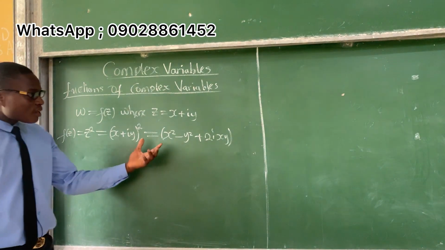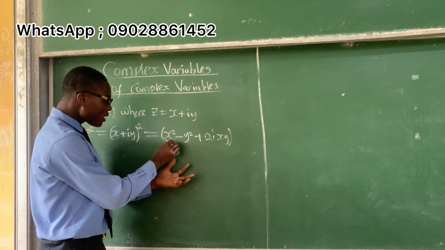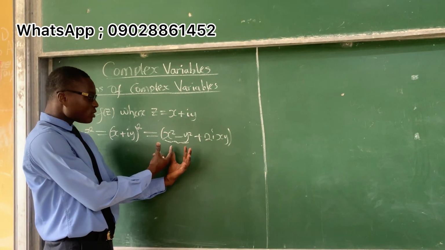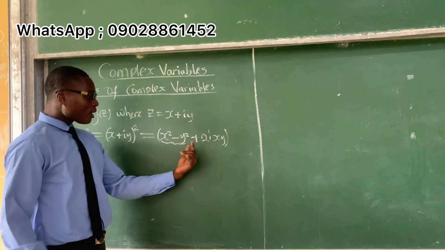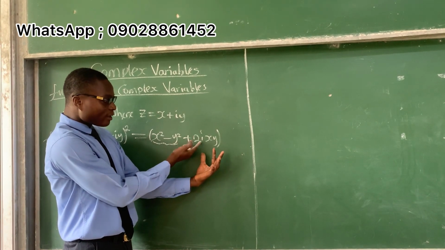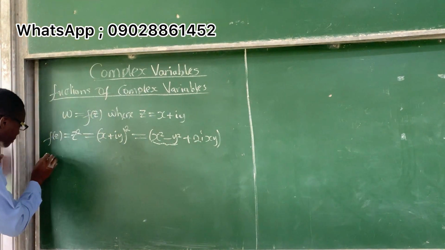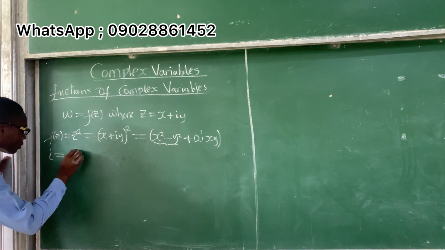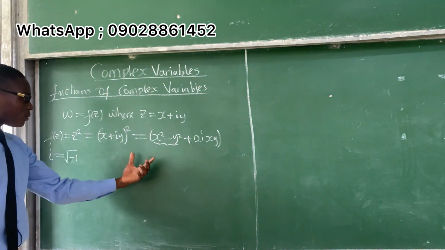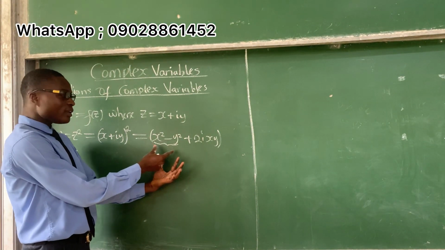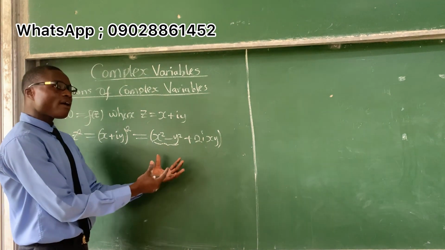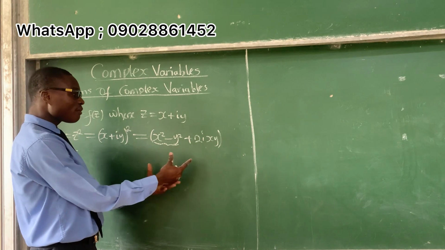If you check this carefully, you are going to see that x squared minus y squared is the real part because it is not multiplied by i, and also 2ixy is the imaginary part because we have i there. But don't forget that i is equal to the square root of minus 1. So from here, we see that x squared minus y squared is the real part, 2ixy is the imaginary part. So let's define another variable that will tell us our real and imaginary parts.